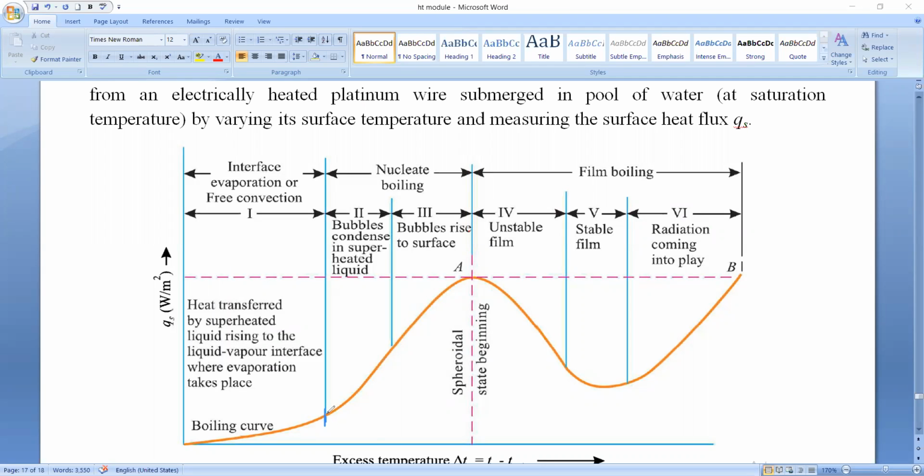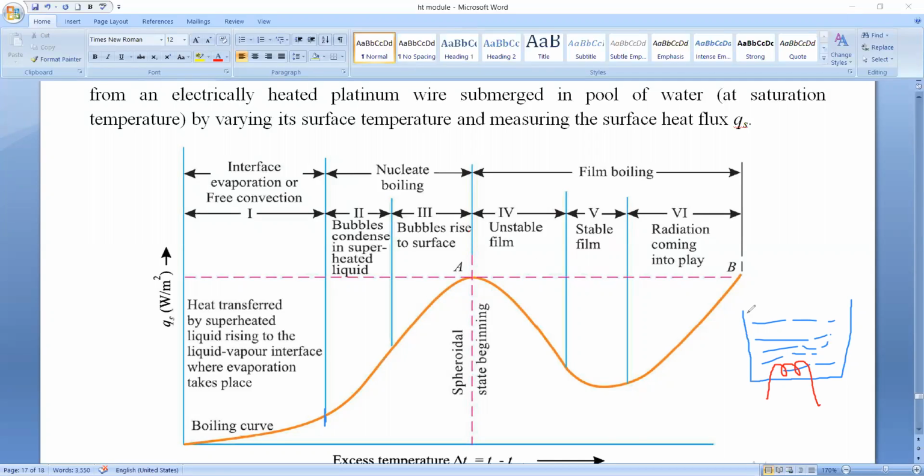Upon further heating, the temperature difference will again increase. If the excess temperature is more than 5 degrees centigrade, then nucleate boiling comes into the picture. In nucleate boiling, what happens? Let us consider the same metallic water bath, which has some liquid, and let's also assume a metallic platinum heater.